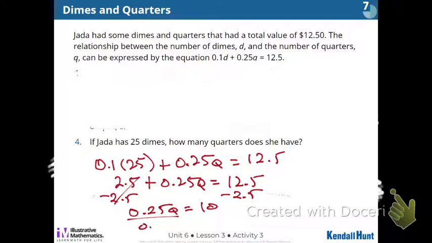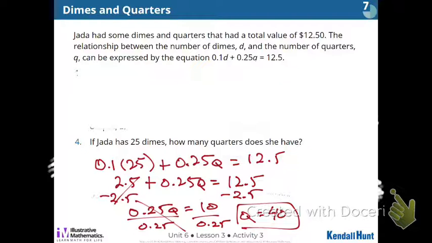It's like trying to change what your parents. Yeah, that might be. So how many quarters to get you to $10? 40. 40 quarters. I didn't do exactly what you did, I'm pretty sure, but I still got the right answer.